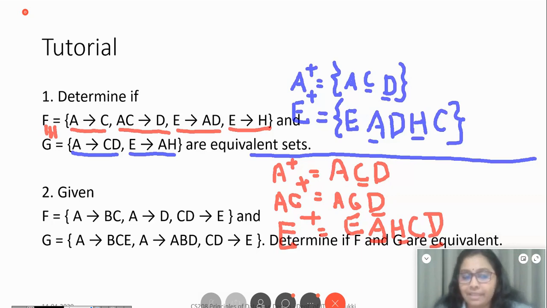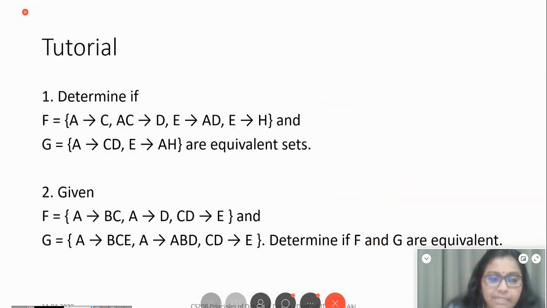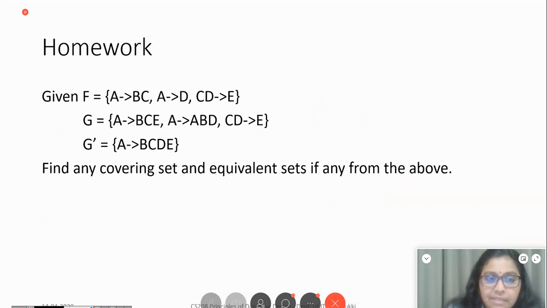Okay. So along with that second example, I have one homework for you. I've given 3 different FD sets here: F, G, and G prime. In F, I have 3 FDs. A determines BC, A determines D, and CD determines E. In G I have 3 FDs. A determines BCE, A determines ABD, and CD determines E. And G prime has A determines BCDE. So the question is, find any covering set and equivalent sets, if any, from the above.